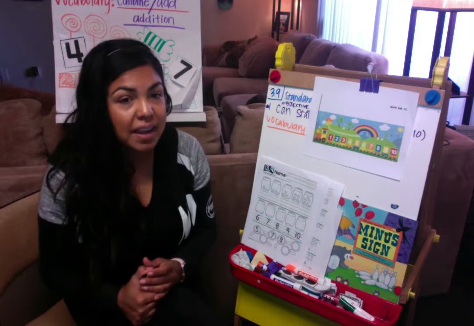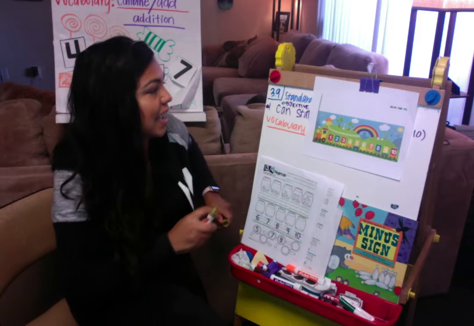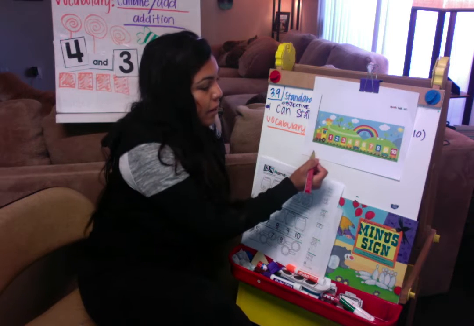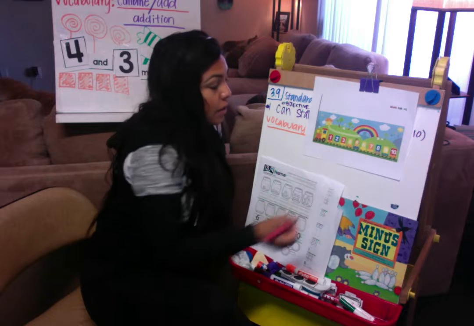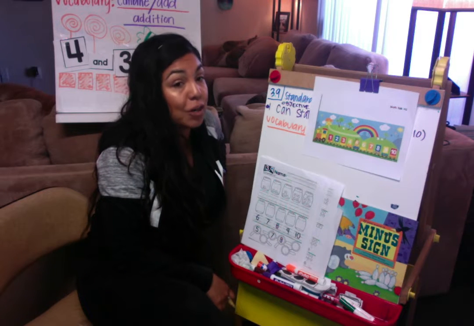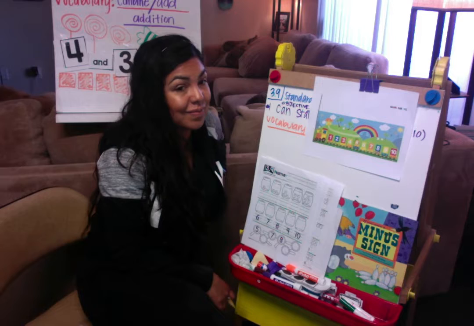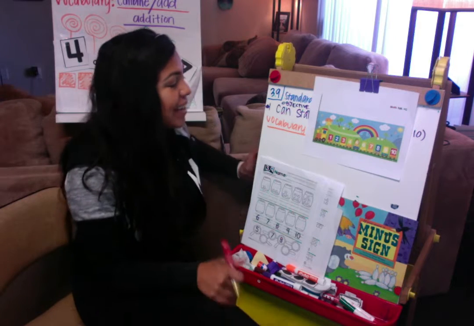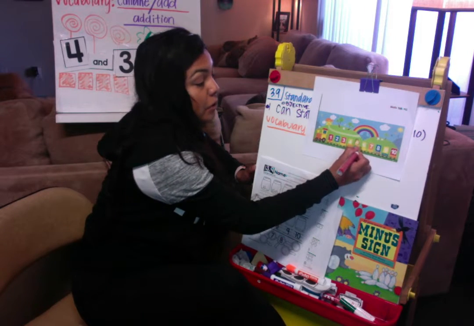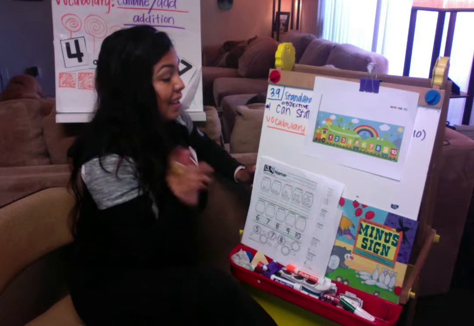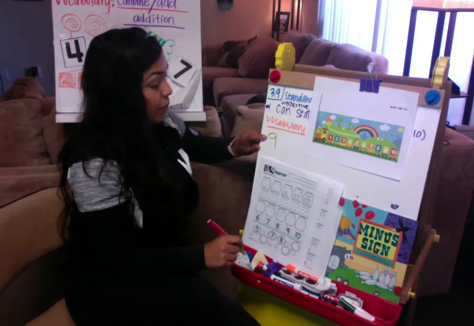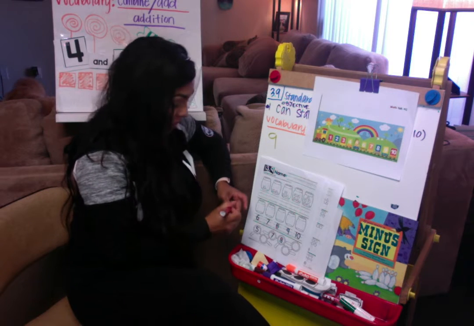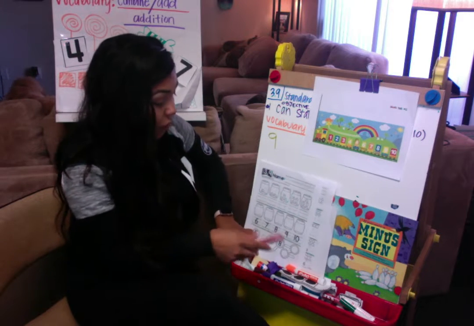So if I write, let's say I have the number 5, what's the next number? Good, 6, very good. So that would be number 6. What if I had the number 9? Number 9. What would be the next number?